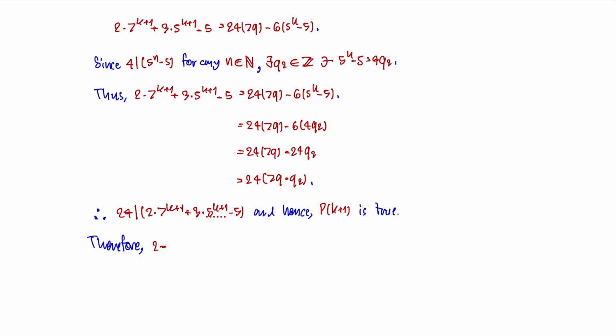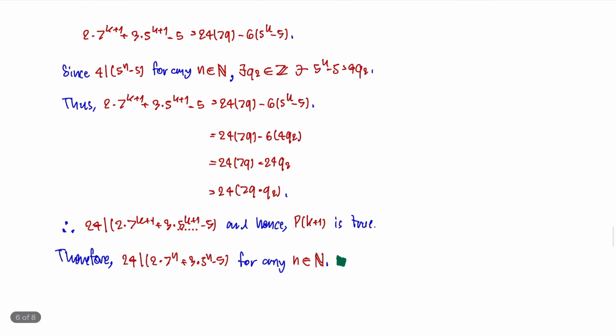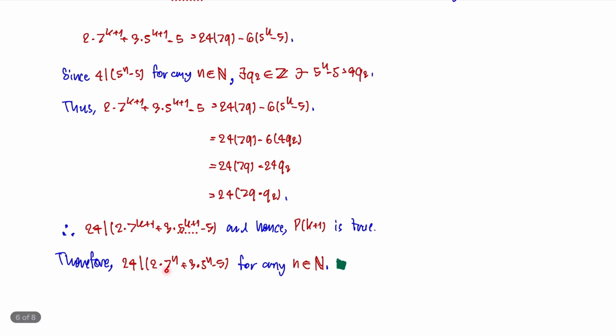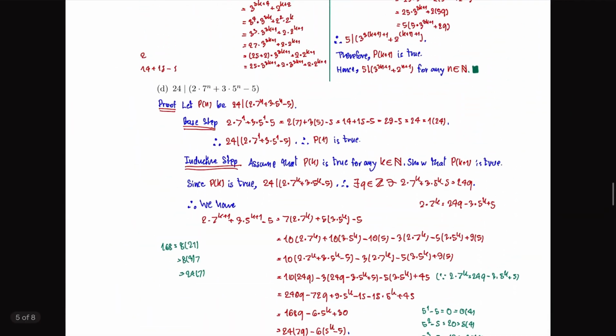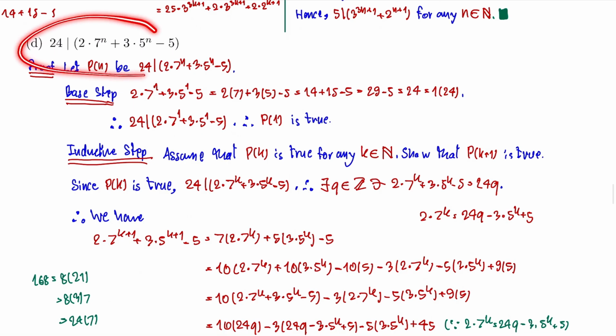So 24 will divide 2 times 7 to the n plus 3 times 5 to the n minus 5, okay, for any positive integer n. Okay, and that's what we have proved. So we have proved that 24 divides 2 times 7 to the n plus 3 times 5 to the n minus 5. Okay, and that's it for this video.